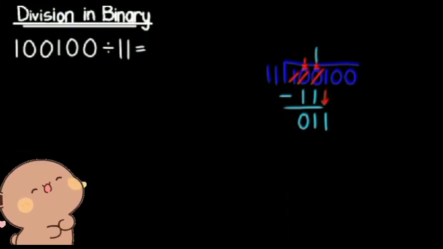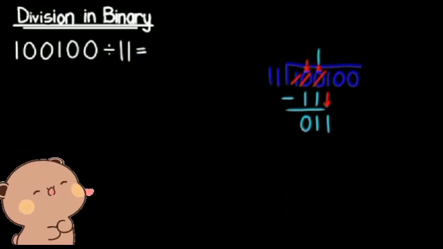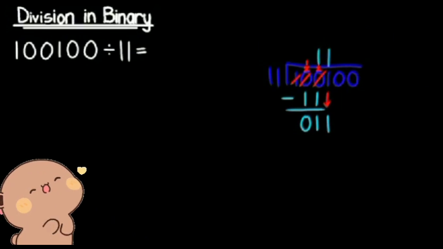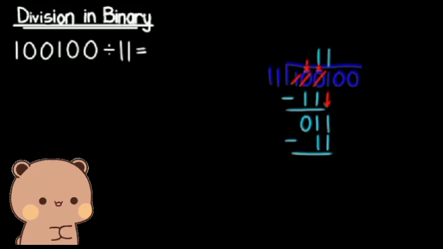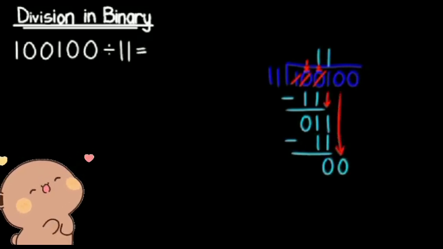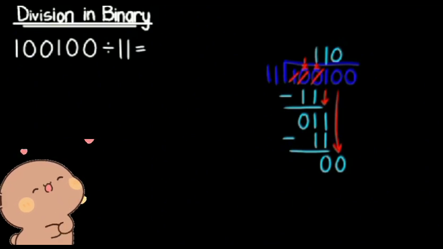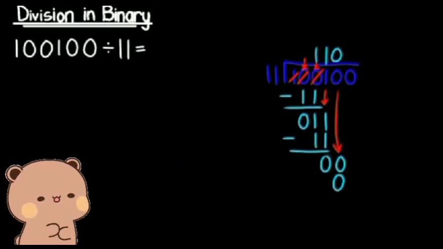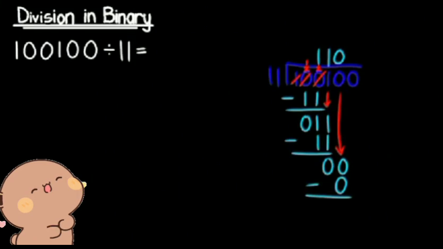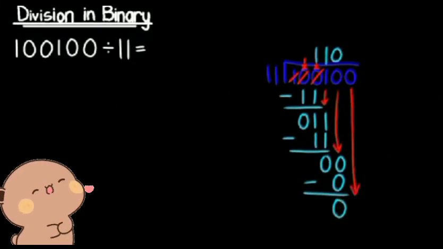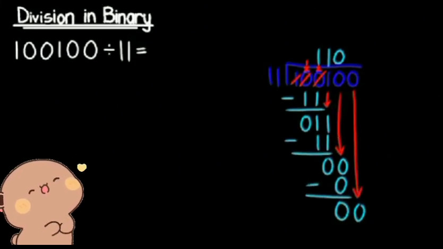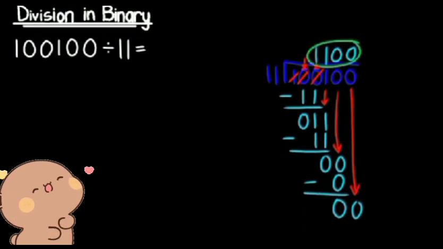Bring down 1. 11 divided by 11 is 1. The product of 1 and 11 is 11. 11 minus 11 is 0. Bring down 0. 0 divided by 11 is 0. The product of 0 and 11 is 0. 0 minus 0 is 0. Bring down 0. 0 divided by 11 is 0. And this is the answer.